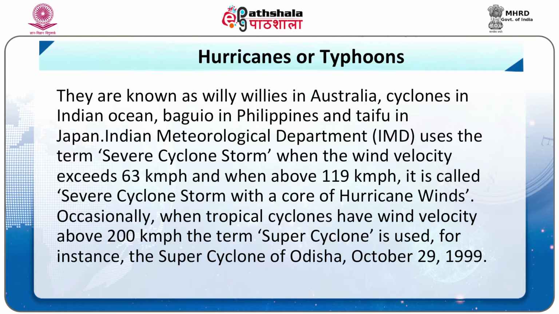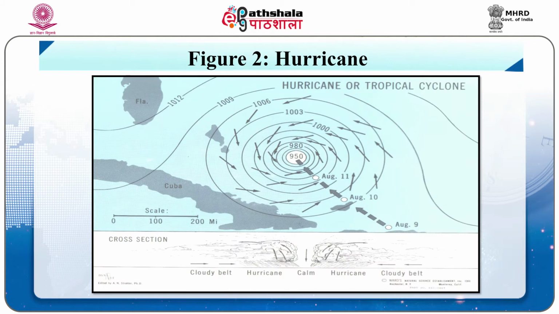Indian Meteorological Department, that is IMD, uses the term severe cyclone storm when the wind velocity exceeds 63 km per hour, and when it is above 119 km per hour, it is called severe cyclone storm with a core of hurricane winds. Occasionally, when tropical cyclones have wind velocity above 200 km per hour, the term supercyclone is used. For instance, the supercyclone of Odisha, which struck on 29th October 1999.